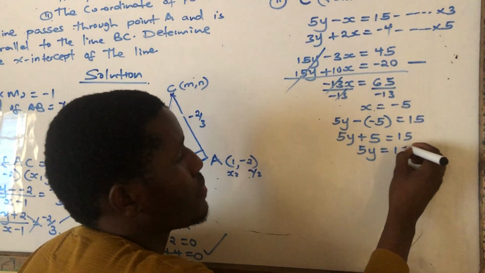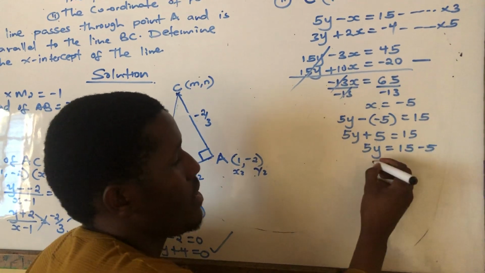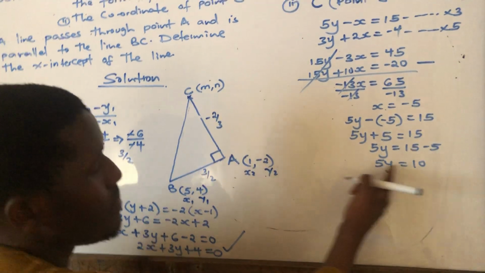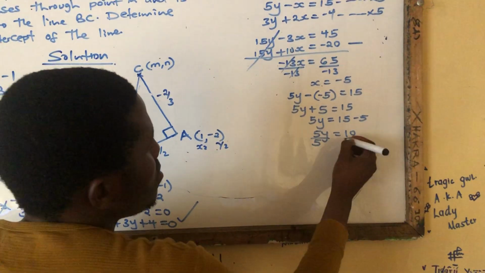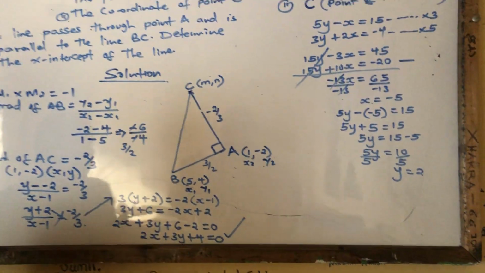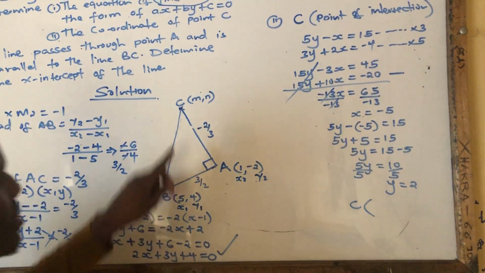So what is 15 minus 5? That should give us 10. Divided by 5, divided by 5. The value of y will be 2. Therefore, what will be the coordinate of C?